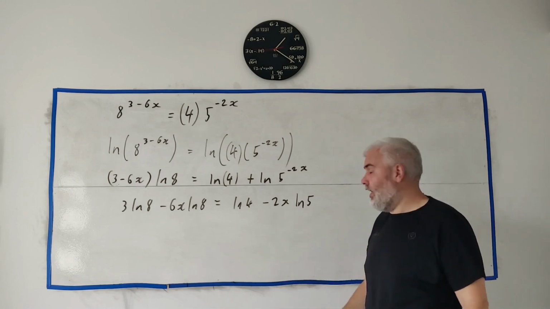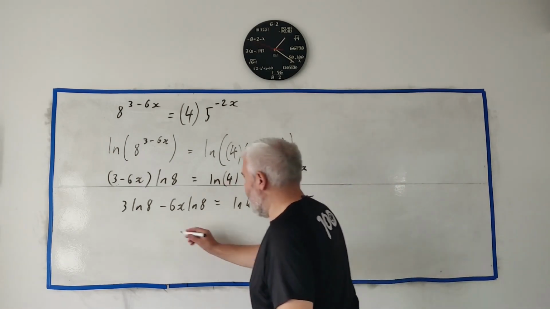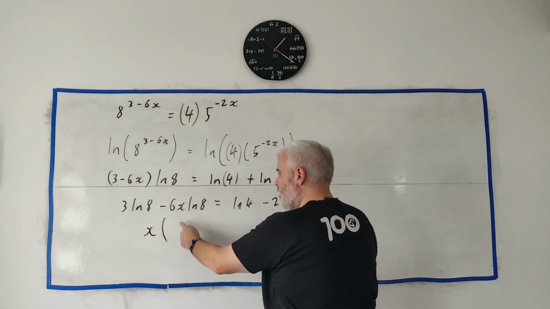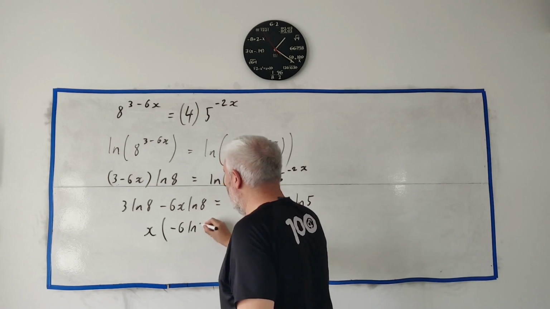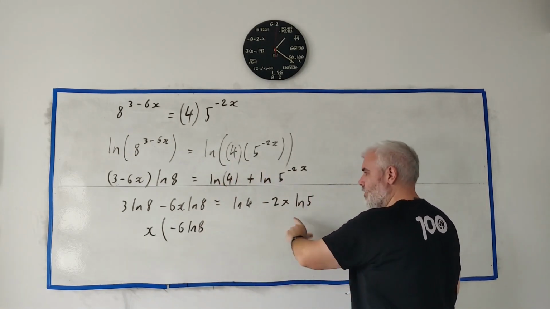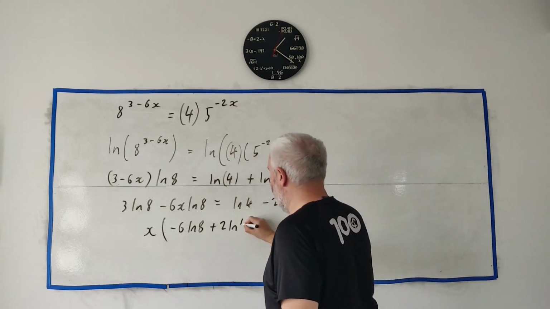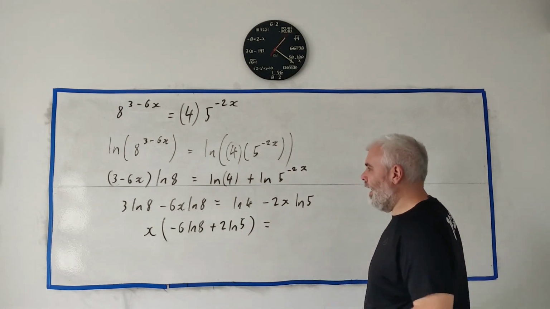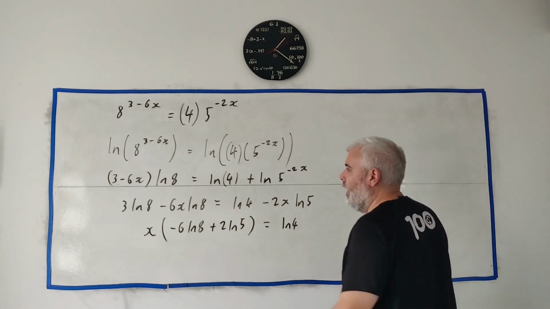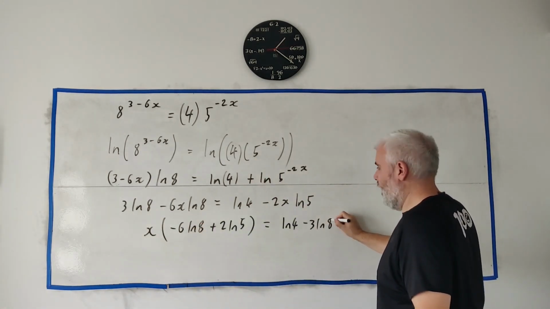Remember, we want to solve for x. Just move all the x's over one side. Let's move everything over this side and we'll take x out. So here, if we take x out of this, we get minus 6 natural log 8. And this guy, if we add this term to both sides, it will come over here as a plus 2 natural log 5. And that'll equal, we'll move everything else over to the right, natural log 4 as it is here, and this guy will move over and be minus 3 natural log 8.